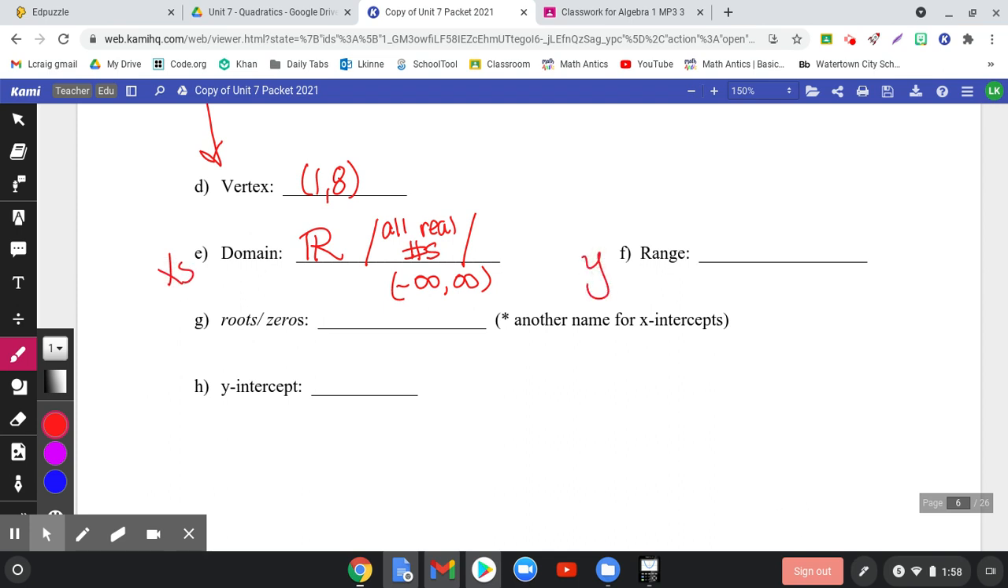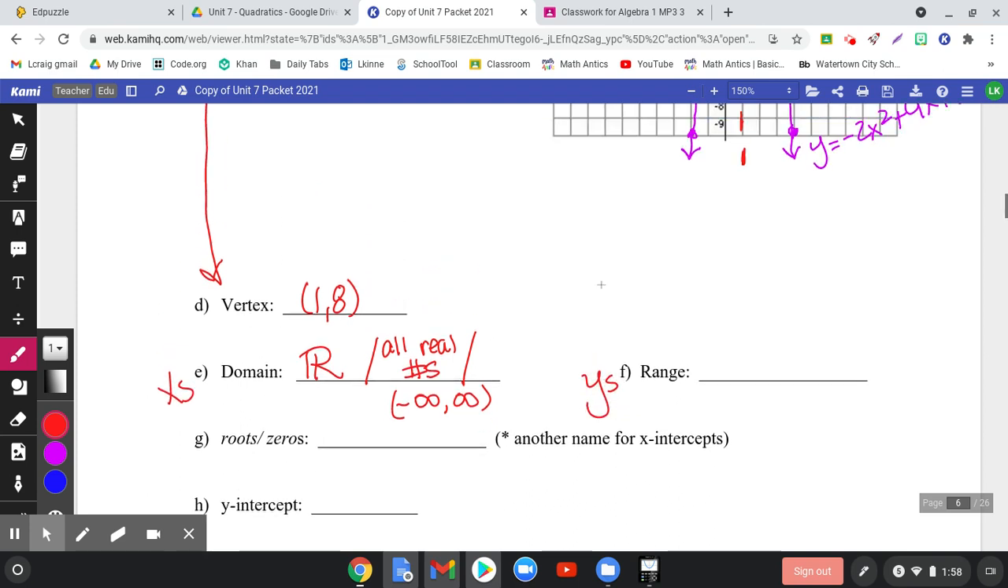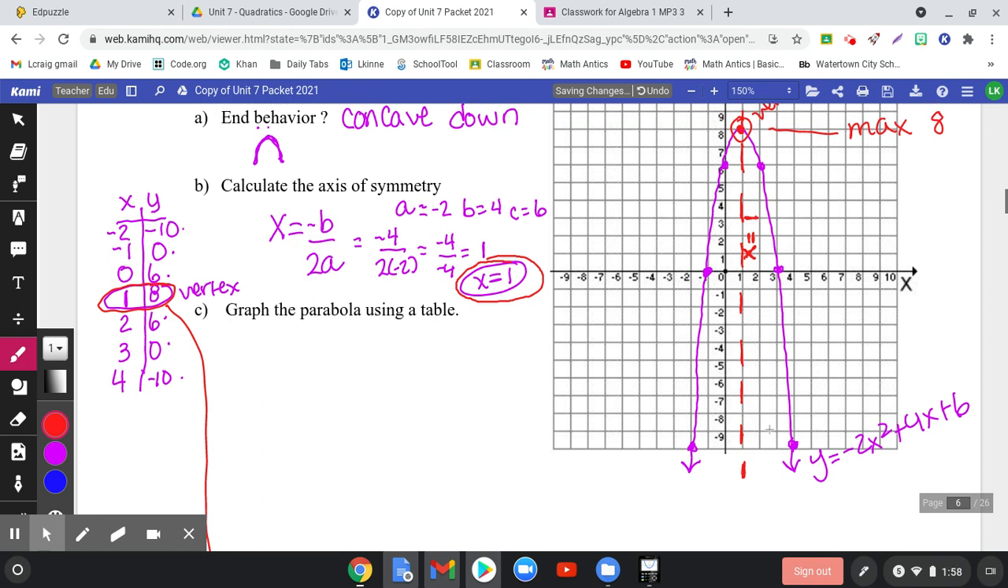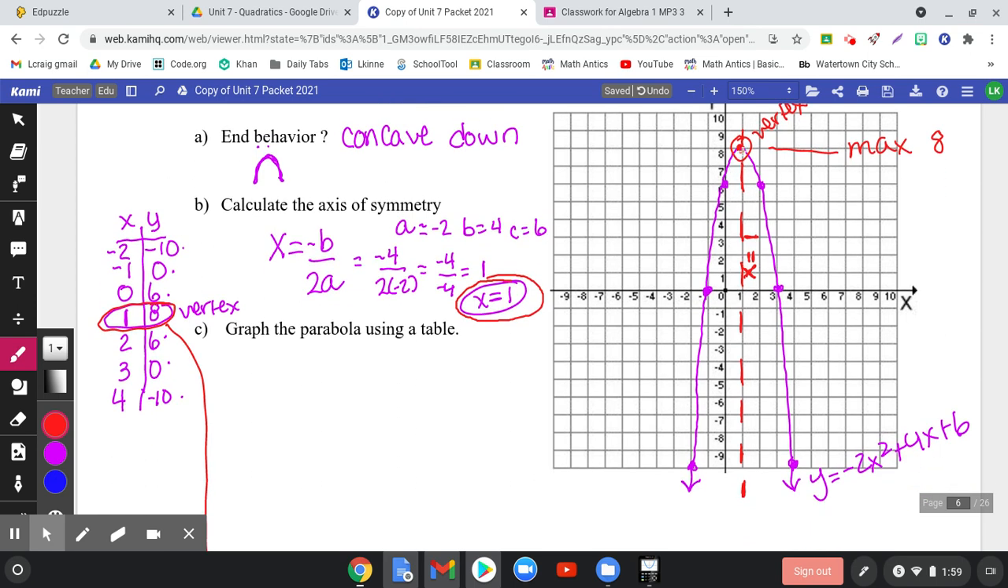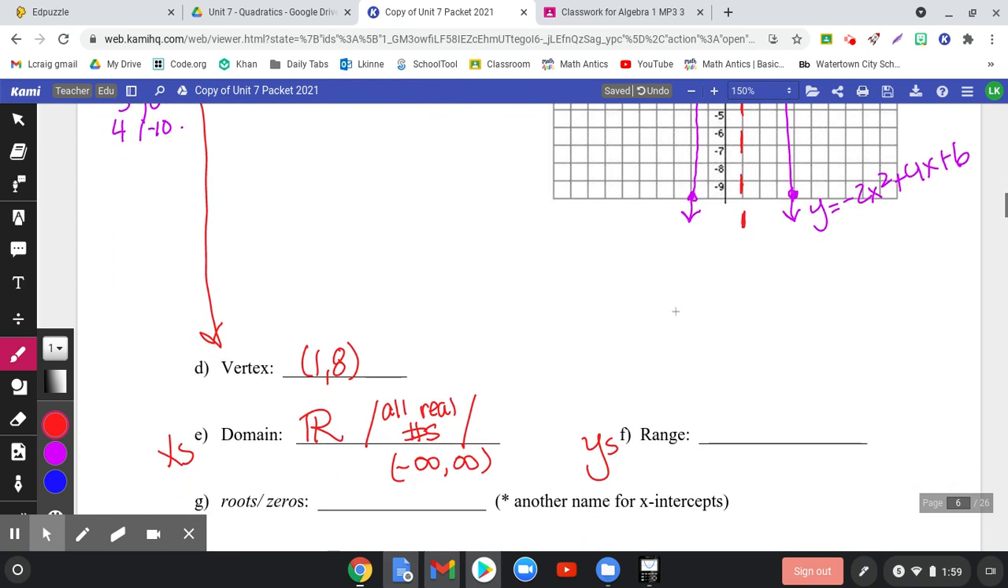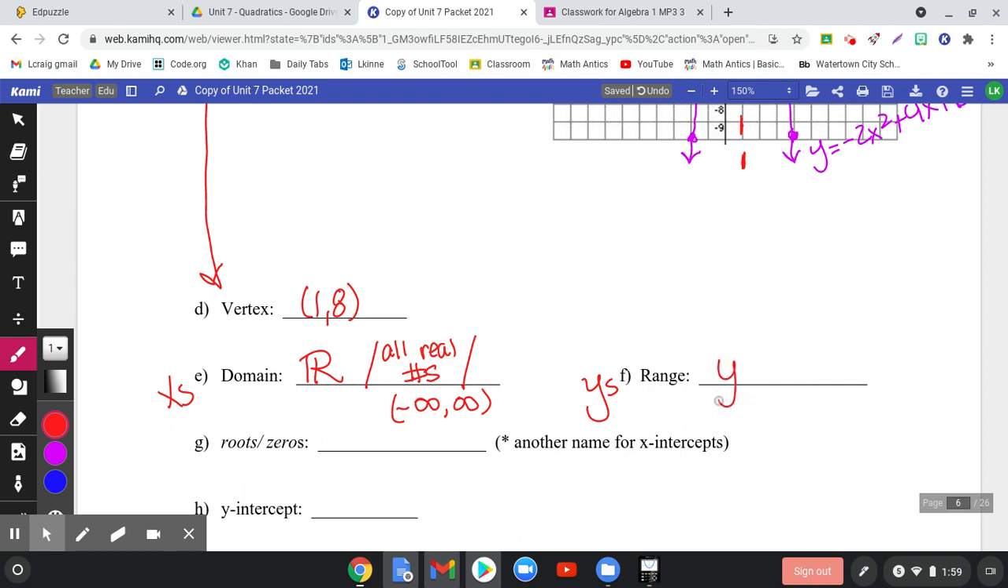Your y's are a different story, though. Your y's are your range. Remember, that's your height. Your y values that are being used, look at your y values go way down into the negatives, but they only go up to 8. Your y's are never going to be 9 or 10 or 11. Your y's are all 8 or below. So your range, all of your y's are less than or equal to 8.